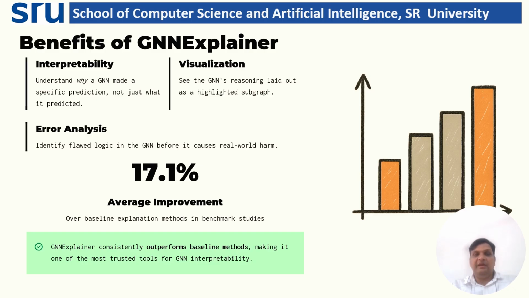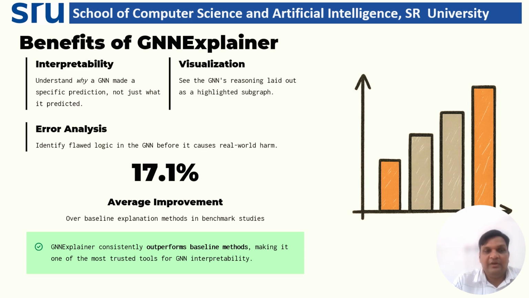Benefits of GNN Explainer. Interpretability: understand why a GNN made a specific prediction, not just what it predicts. Visualization: we get to see the GNN reasoning laid out as a highlighted subgraph. Error analysis: identify flaws in logic in the GNN before they cause real world problems.